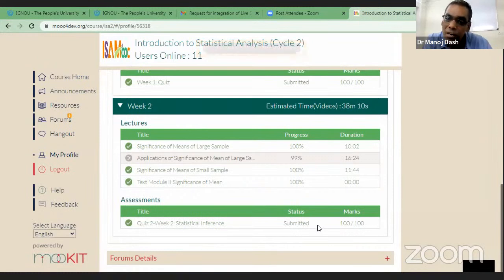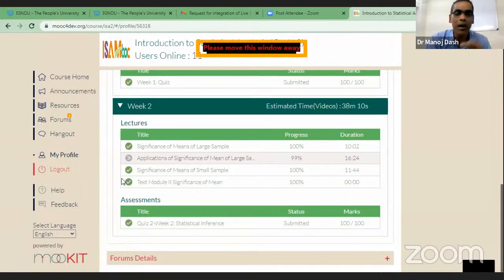Those who have not submitted, it will be shown as not submitted. And those who have submitted, marks will be given. Based on the marks, if you want to increase them again, you have scope. So this is the platform. Kindly make use of it.